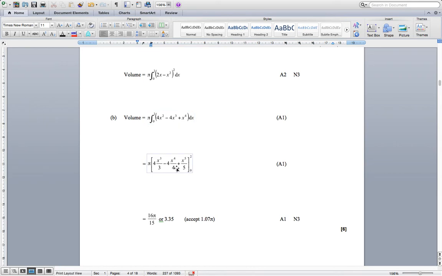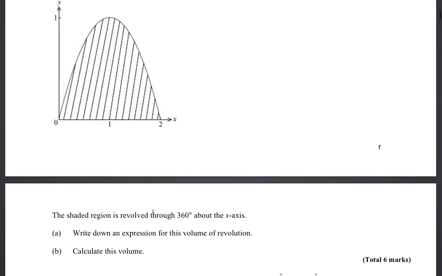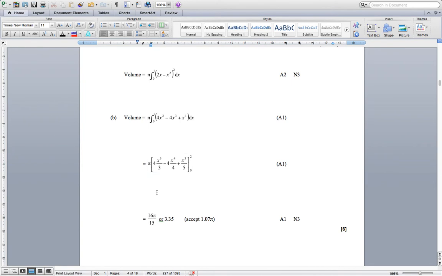Okay. Now either you find the answer. The next part is find the volume, calculate this volume. You can either do it this way, that means expanding it and then integrating it, then applying the upper limit and the lower limit, and then subtracting the answers. You'll get 1.07 pi, or the answer is 3.35 or 16 pi by 15. There are many forms, right? What I would recommend is use the calculator, since it's the calculator paper.